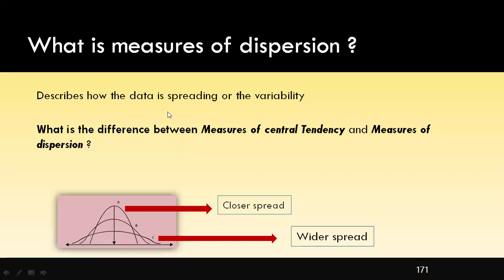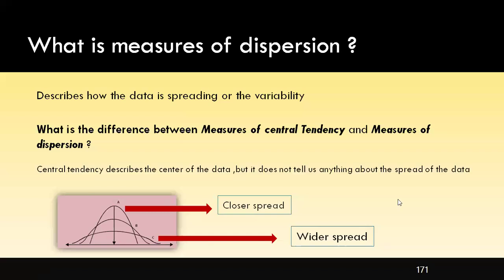When you plotted the data in a histogram, you can see that data set A is a normal curve, and the spread is not much. When you plotted data set B, the spread is a little wider than data set A. When you plotted data set C, the spread is too wide compared to the remaining two. That's why I put data set A as a closer spread and data set C as a wider spread. Central tendency describes the center of the data, but it does not tell us anything about the spread of the data. This is the bottom line.